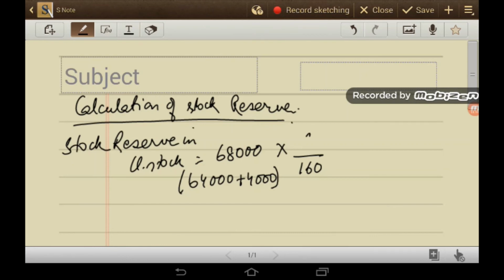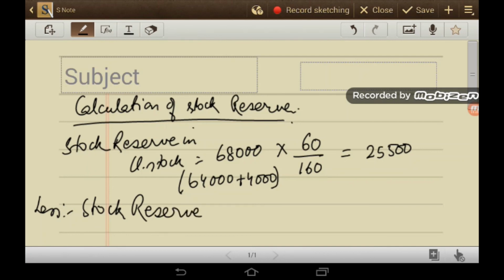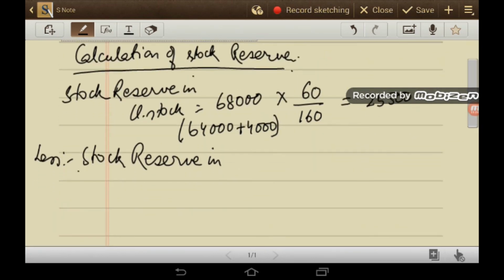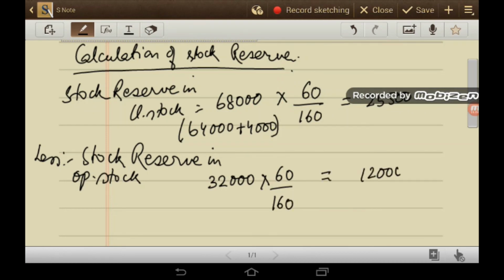So what is the load? So load is 60 rupees. So 60 by 160. So 25,500 is the stock reserve on closing stock, less stock reserve in opening stock. In opening stock, 32,000 is the opening stock at branch into 60. 60 is the load, I have already explained. So 100 rupees is the cost price, 60 rupees is the load, and 160 is the invoice price. So 60 divided by 160. So this is 12,000.